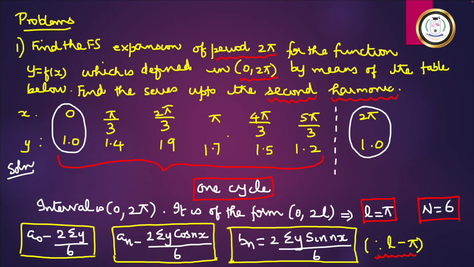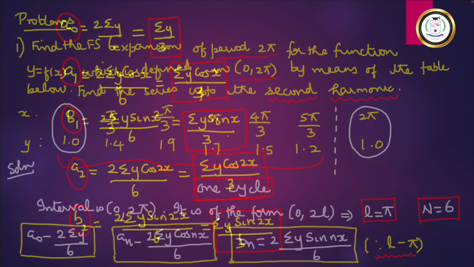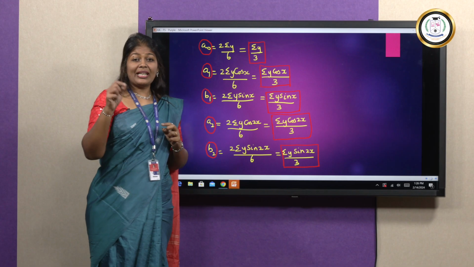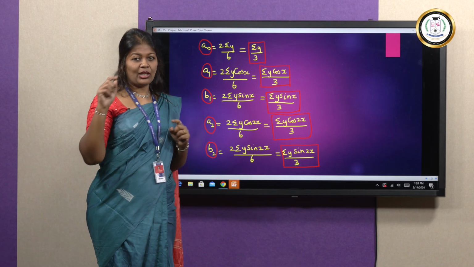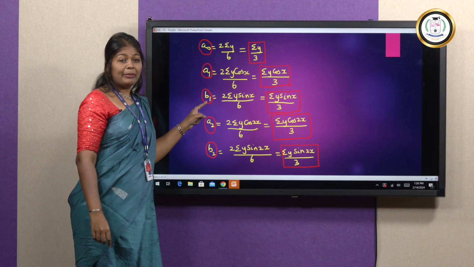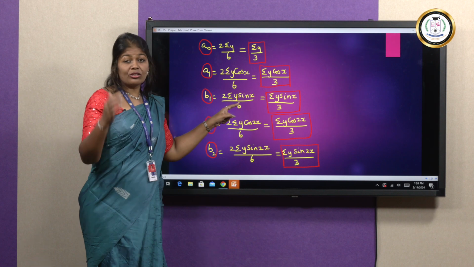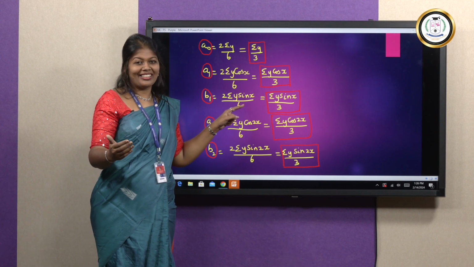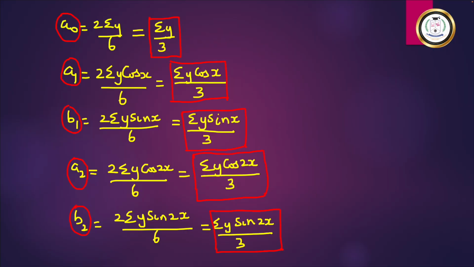So, what will the Fourier series be? The formula for A naught, An and Bn are given. That will be twice sigma y by 6, twice sigma y cos nx by 6. This we have already seen, right? Okay, let us move on. A naught formula is written, A1, B1 formula is written. See, what is An formula? Twice sigma y cos nx by n, right? Now, n is 1. Put n equal to 1, you get this. Similarly, in Bn formula, put n equal to 1, you get this. And also remember, L is pi. That is why you have just sin nx and not sin n pi x by L. Similarly, write the formula for A2 and B2.